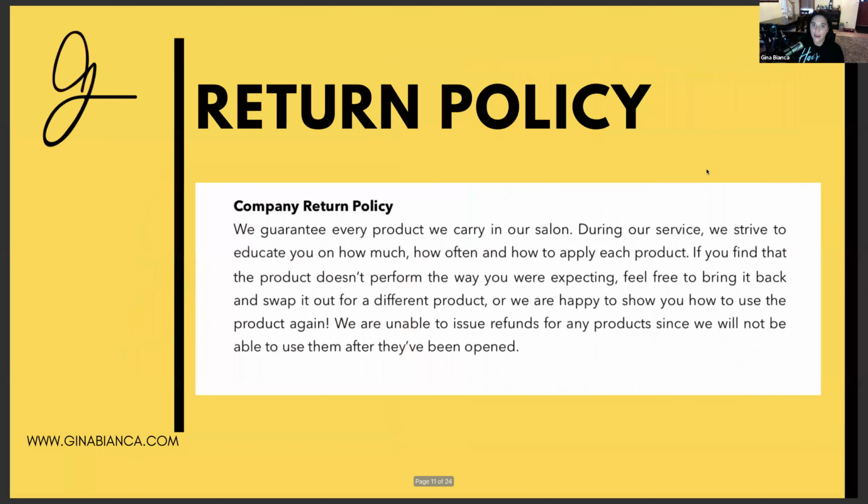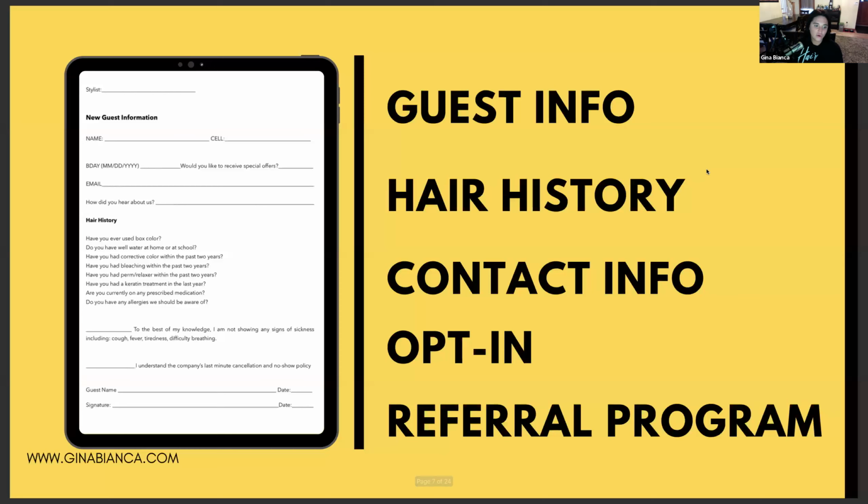So if you go back to our new guest form, you can put on the bottom the health policy. You could put the no-show and last minute cancellation policy. You can have them initial here for everything, or on an iPad, you could just ask, do you understand the company terms and conditions? And you can put all of this on one page. And that's how it's kind of set up in your PDFs, right?